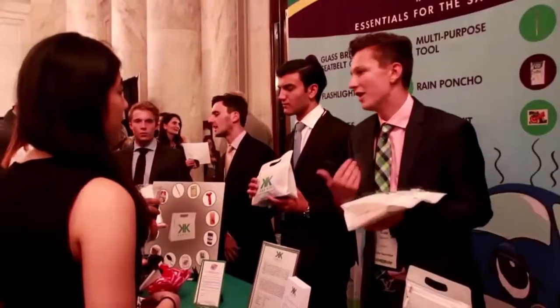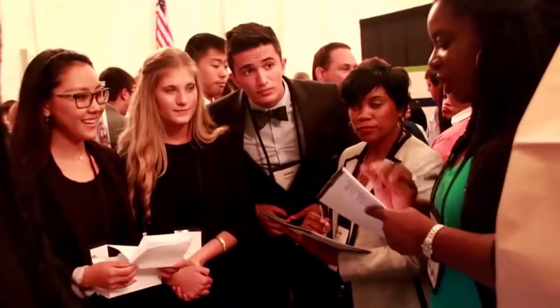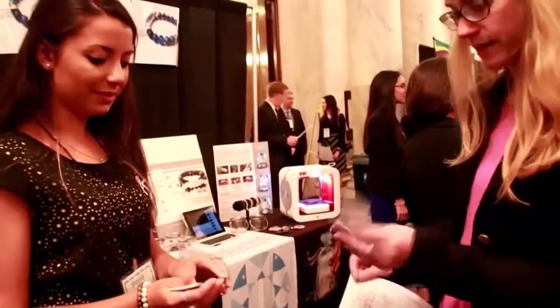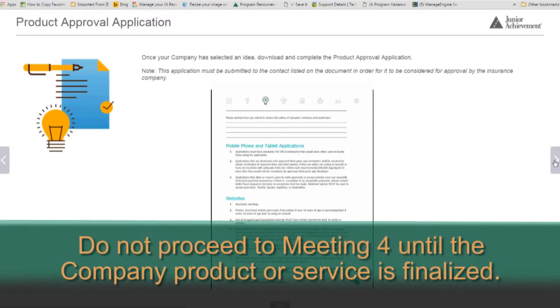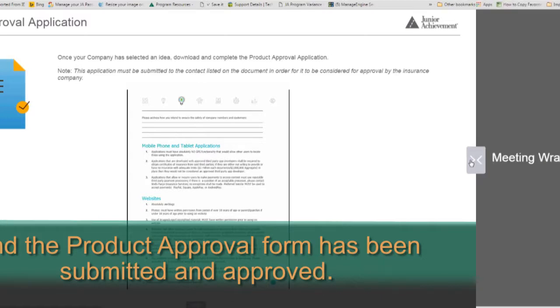Keep in mind that all JA Company products and services must be approved by JA's insurance company. This is required to ensure that company products and services are legal and safe. And in order to participate in the JA National Student Leadership Summit, the JA Student Company product or service must be approved. Finally, be aware that you should not proceed to Meeting 4 until the company product or service idea has been finalized and the product approval form has been submitted and approved.